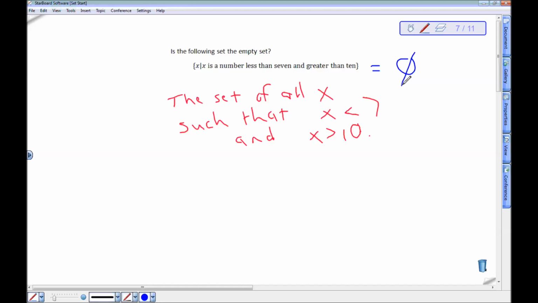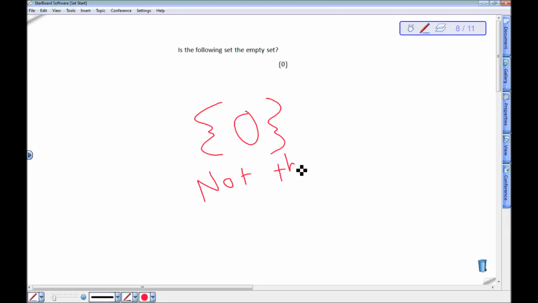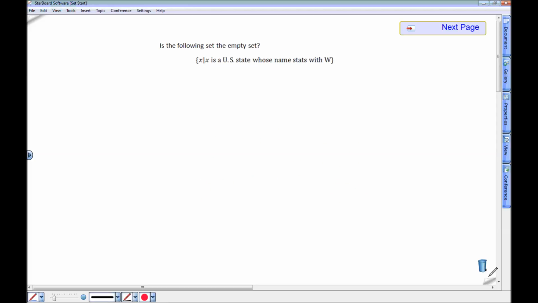Okay, the set of all x such that x is a number less than 10, or sorry, a number less than 7 and greater than 10 is the empty set. All right, let's look at another example. Is this set the empty set? So I look at this set, it seems to be in roster mode, and this set has 0 in it. Well, that means it's not the empty set because there's something in it. In order for it to be the empty set, it has to be empty, have no elements, and 0 is an element of this set, so it is not the empty set.